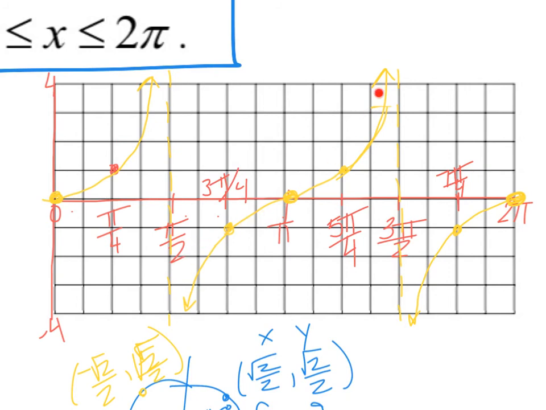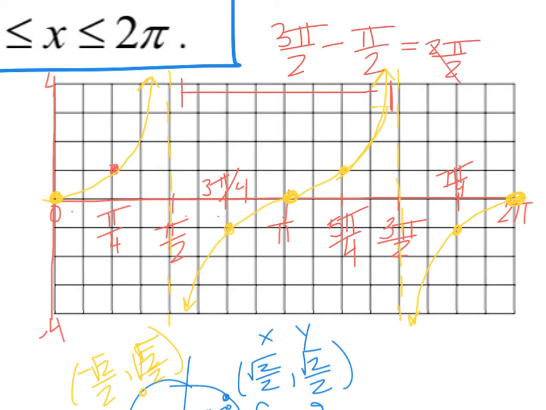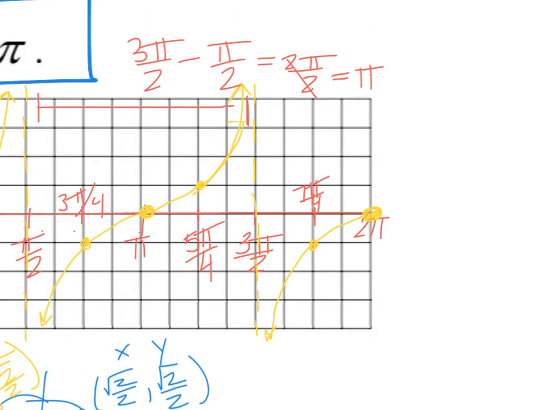So the period for this function is how long it takes to make one full up and down wave motion, whatever you want to call this. And that is a distance from pi over 2 to 3 pi over 2. If you subtract that, you'll end up getting 2 pi over 2, and therefore the period for tangent is pi. So that's how long it takes to make one full curve.